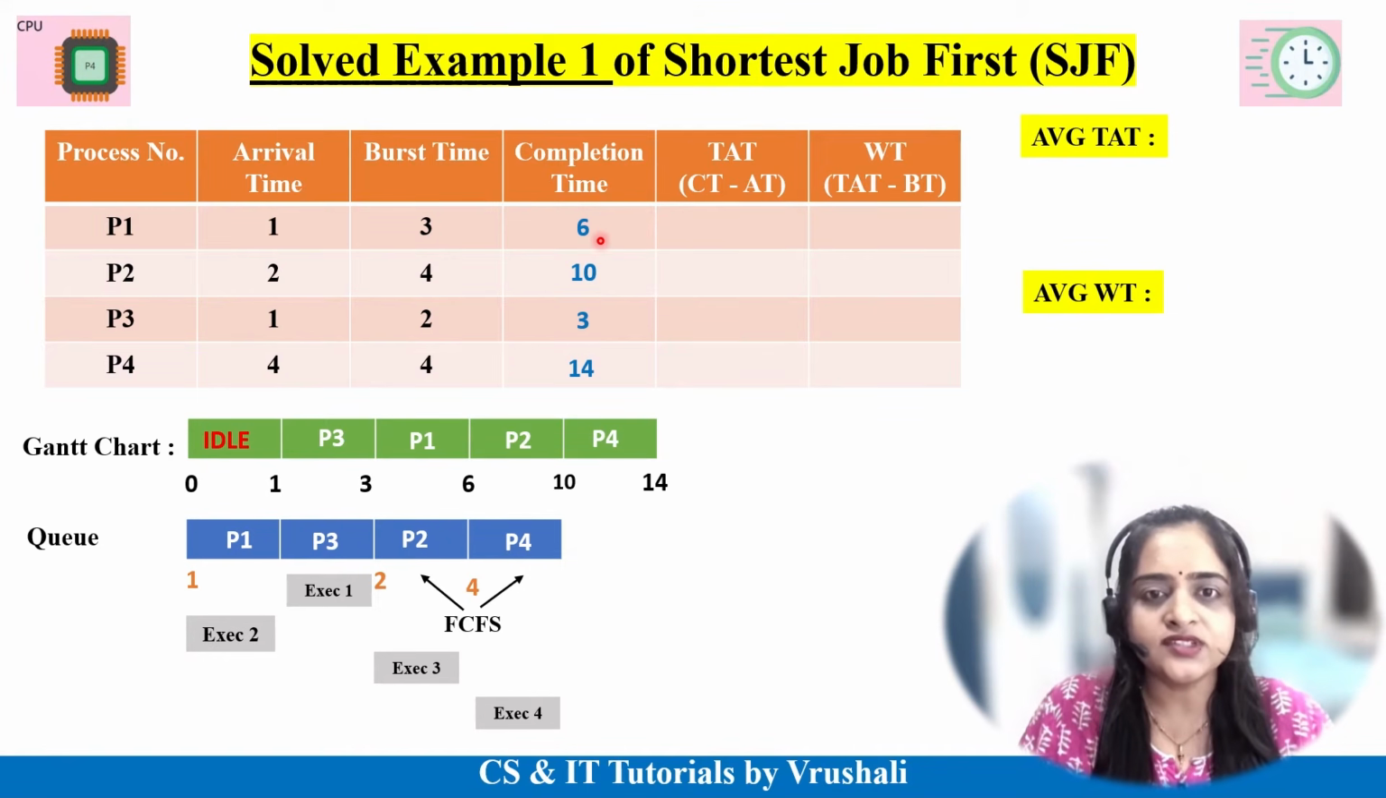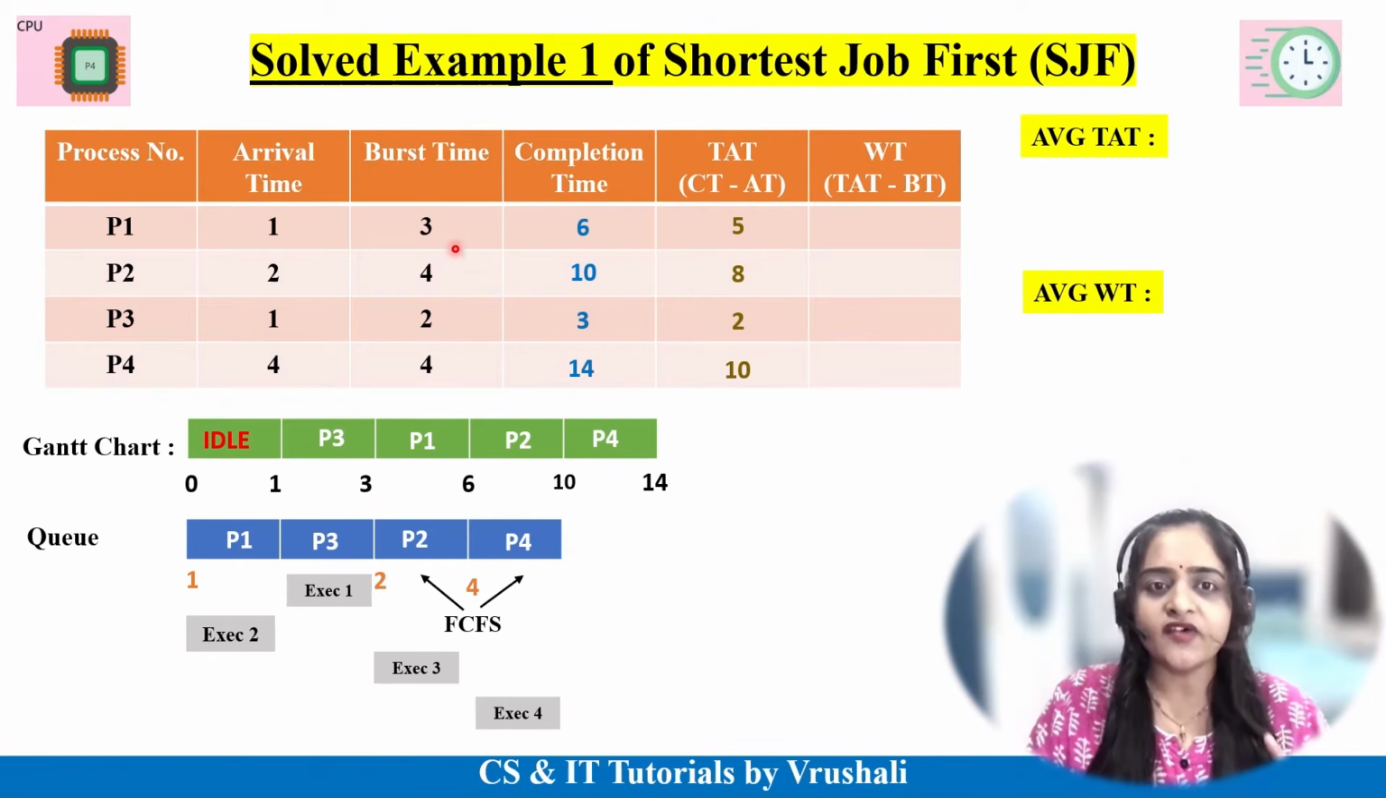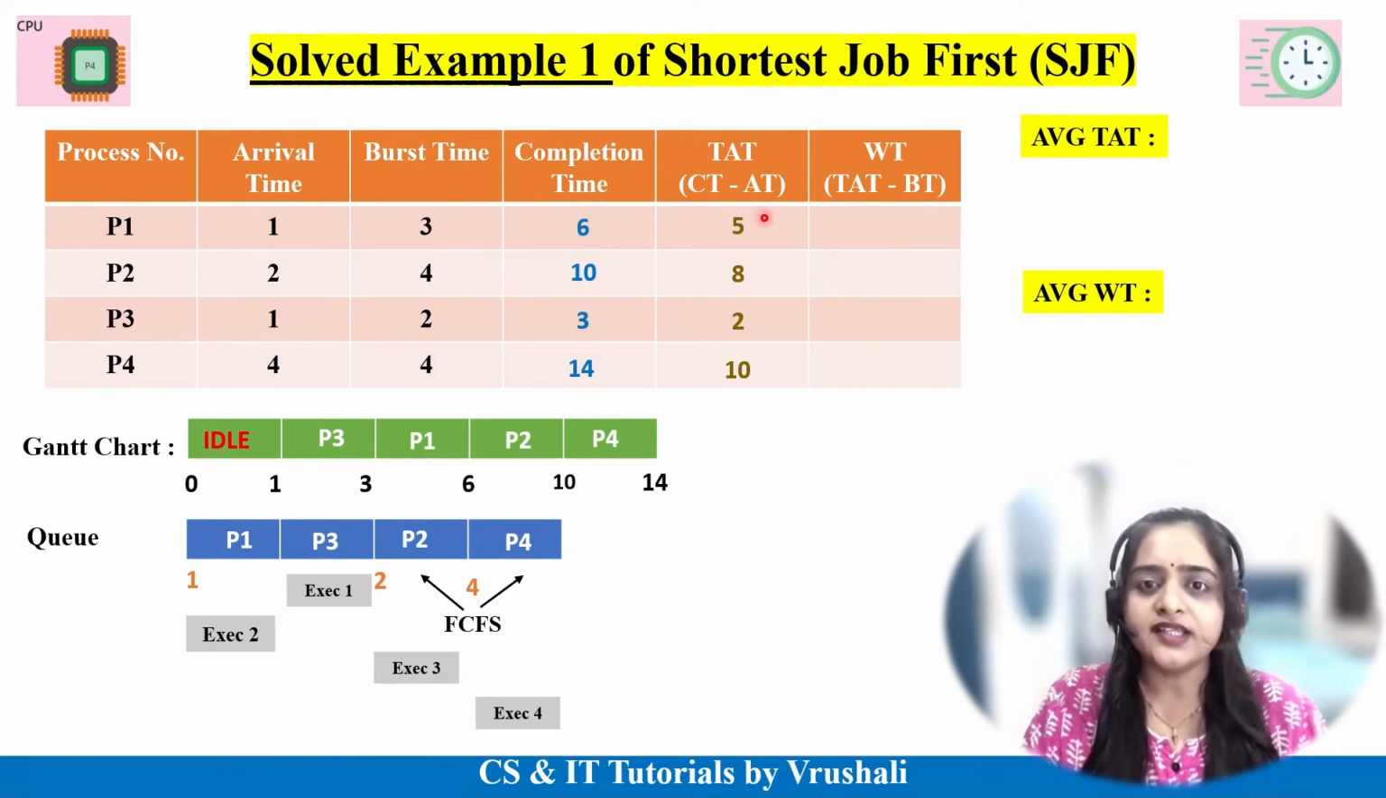So in the P1 process, completion time is 6, arrival time is 1. So their turnaround time is 6 minus 1, 5. Next, P2 process 10 minus 2 is equal to 8. Next, P3 process 3 minus 1 is equal to 2. And P4 process 14 minus 4 equal to 10. Means P1 process required actual time 3 hours for the execution, but due to some waiting time, they actually required 5 hours for the execution. Clear? This is the meaning of this.